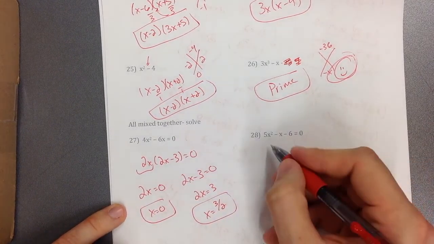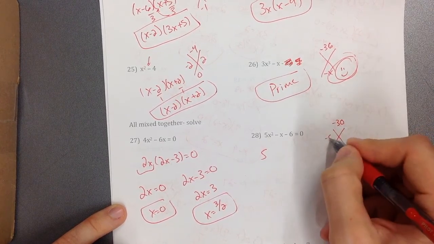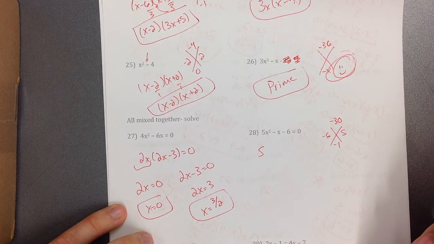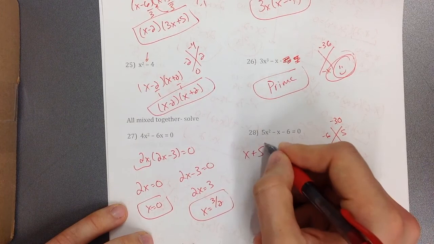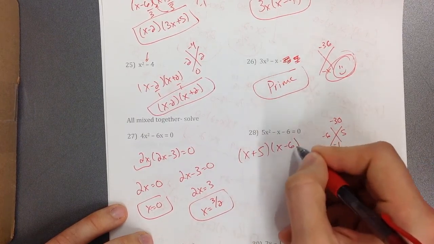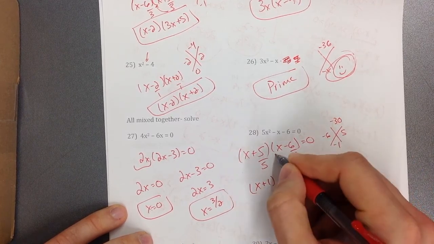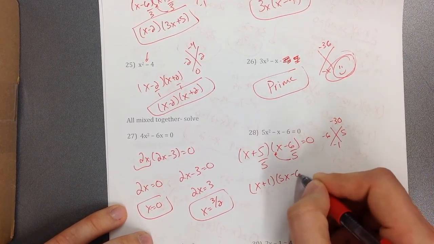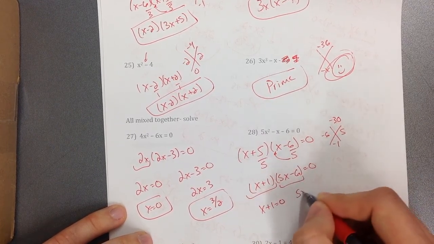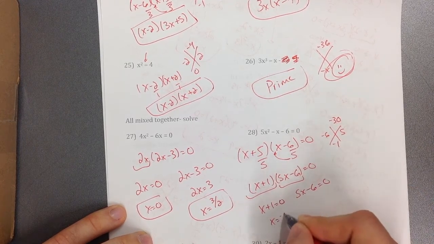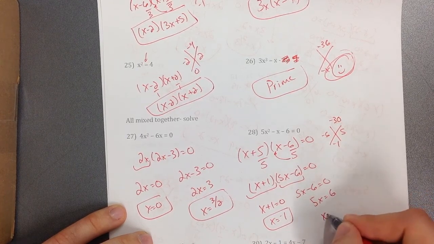Number 28, I've got 30 on top, negative 1 on the bottom, so negative 6, positive 5. Look at sharp. I'll get x plus 5 and x minus 6. Divide out that a value of 5, and I'll get x plus 1. Swing that to the front because it doesn't divide unevenly. 5x minus 6. And then I'll have x plus 1 could be 0. 5x minus 6 could be 0, so x is negative 1. Add the 6, 5x equals 6. Divide the 5 off, x equals 6 over 5.